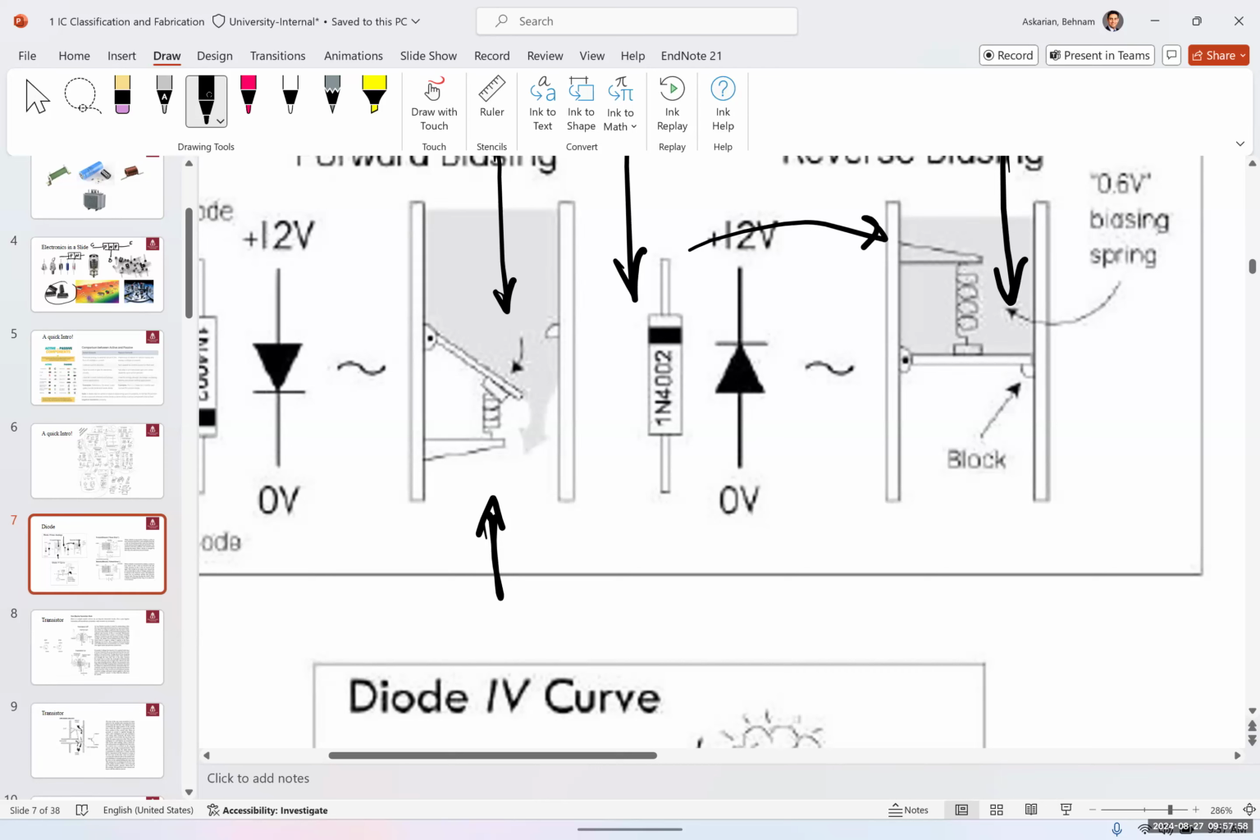So if we have water coming down here, you need a little bit of water pressure to be able to open the valve. That is called the forward bias voltage. For a silicon diode, again, it's 0.7 volts. For a germanium, it's 0.2 or 0.3 volts. So a silicon diode needs more energy to be able to open that valve.